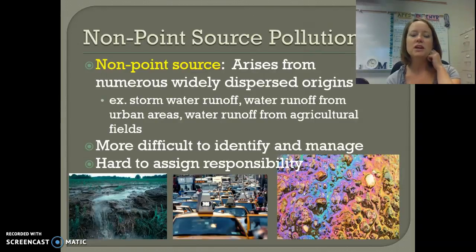Non-point source pollution comes from numerous widely dispersed origins. For example, it can be stormwater runoff. So water runs off of the roads, the yards, into the storm drains, and if there's pollution in that water, you don't know which yard it came from. Water runoff from urban areas, water runoff from agricultural fields. Air pollution can also be considered non-point source if it's not coming from a single smokestack. So because it comes from widely dispersed sources, it's much more difficult to identify and therefore harder to manage because you cannot assign responsibility for the pollution.